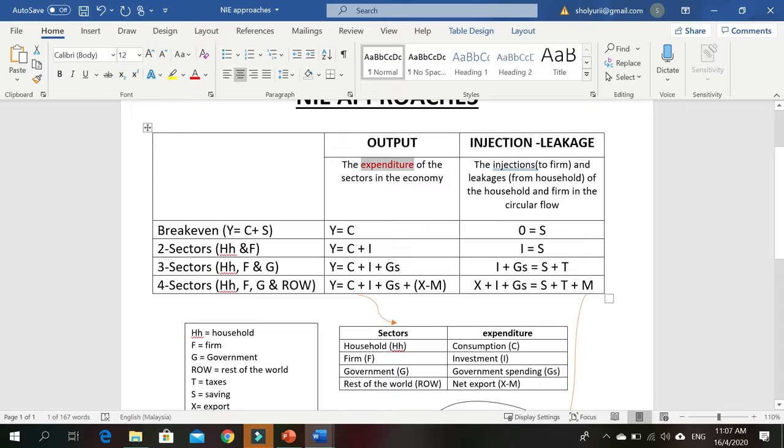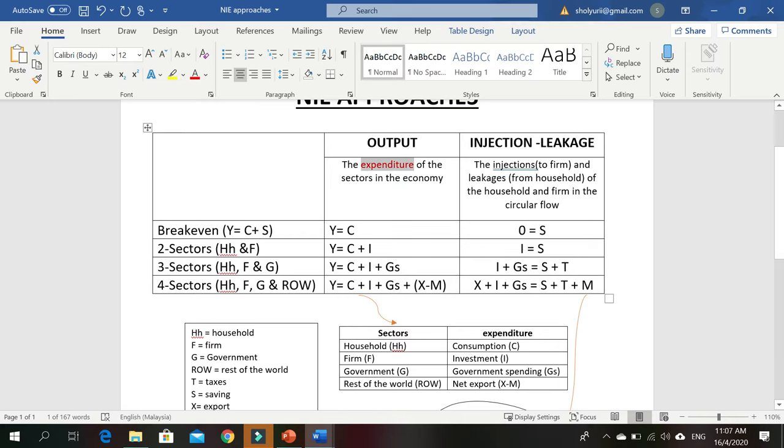Okay, so kalau three sectors, kita ada household, firm and government. So formula dia akan jadi Y equals to C untuk consumption for household, I equals to investment for firm, GS government spending for the government ataupun government expenditure lah. And last kali, kalau four sector, formula dia akan jadi Y equals to C plus I plus GS untuk rest of the world. Perbelanjaan dia, expenditure dia, kita panggil sebagai X minus M ataupun net export. Very simple to memorize this formula.